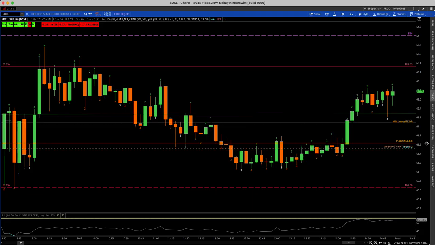And the method that we use is looking for higher lows at or above opening print to get into calls, or looking for lower highs at or below opening print to get into puts. If you're getting into calls, then overnight high and previous high of day are your targets. If you're getting into puts, then previous low of day and overnight low should be your targets as well.